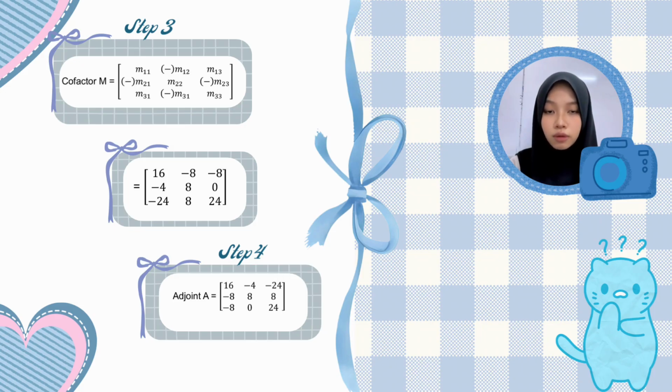Step 4, finding the adjoint of A. The final step is to transpose our cofactor matrix. To do this, we simply swap the rows and columns. Row 1 becomes column 1, row 2 becomes column 2, and row 3 becomes column 3. This gives us our final adjoint matrix, which is the key to solving the inverse in the next slide.